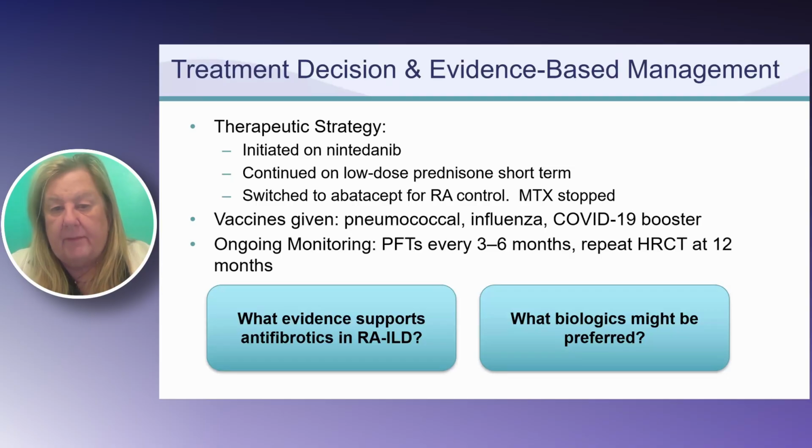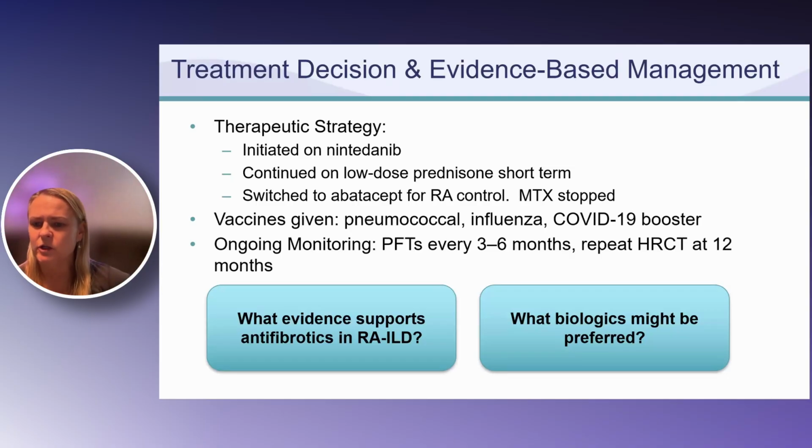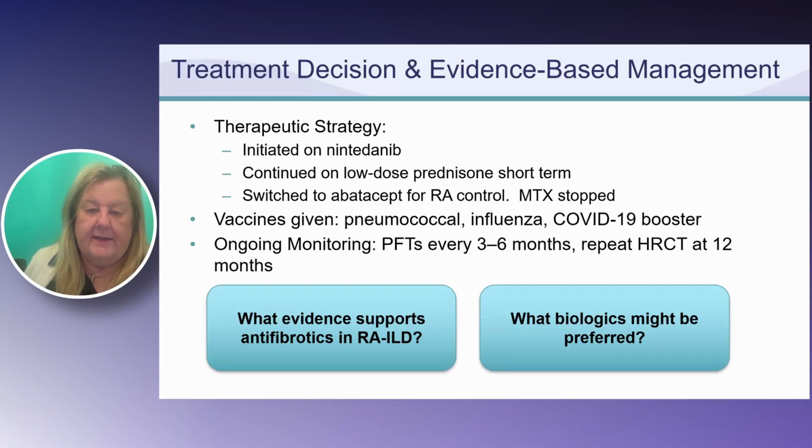Evidence supporting the antifibrotics, we know that with continued decline in lung function, we want to stop that fibrosis for sure. I think they had honeycombing on that CT scan. So that's a good time. As soon as you see that, think antifibrotics and put them on there. And I think the biologics, I think abatacept is great to continue for the RA.